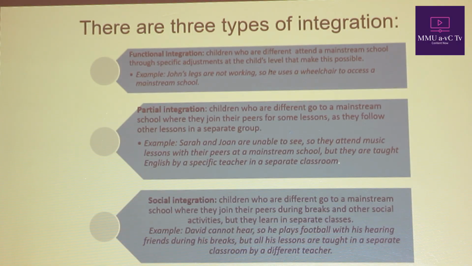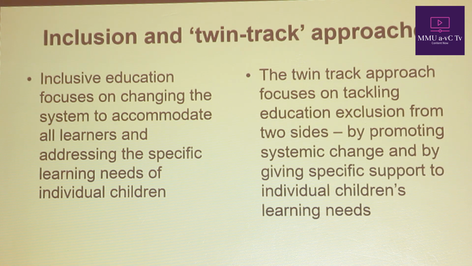For example, David cannot hear, so he plays football with hearing friends during break time, but all his lessons are taught in a separate classroom by a different teacher. So they only come in to socialize, but they don't attend same classes. So here we have seen how integration is done and the three different types: the functional, the partial, and the social integration. We are going to see what we call inclusion and twin track approaches.